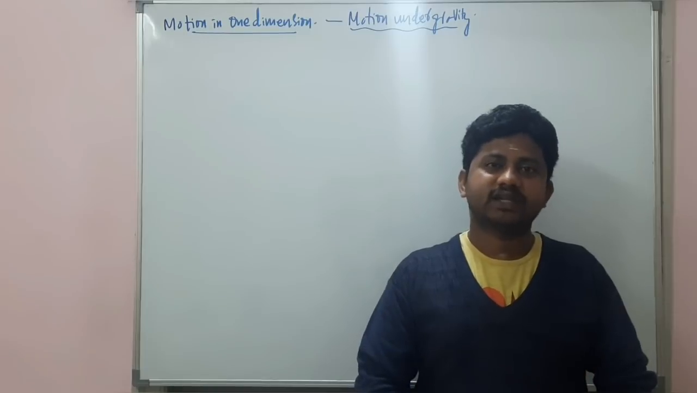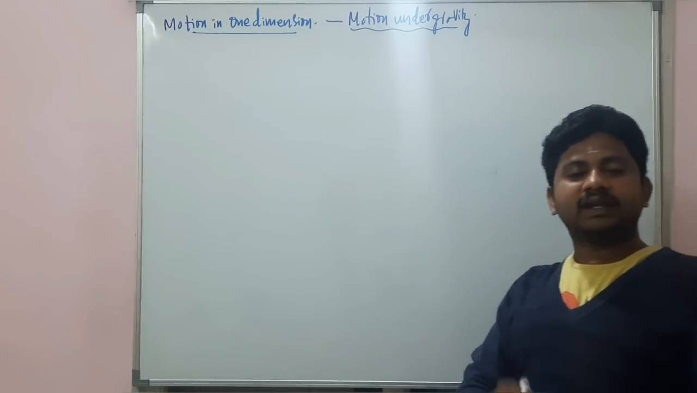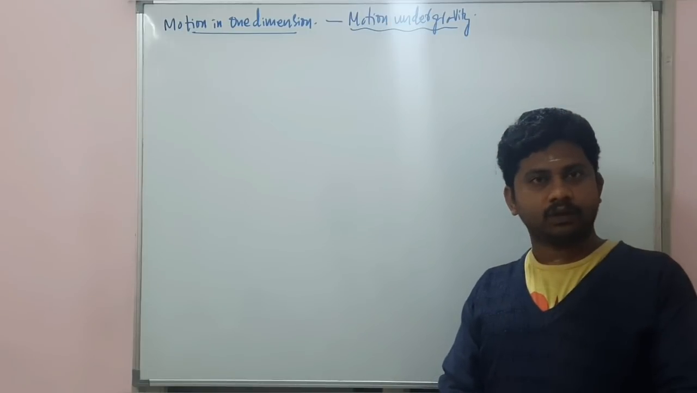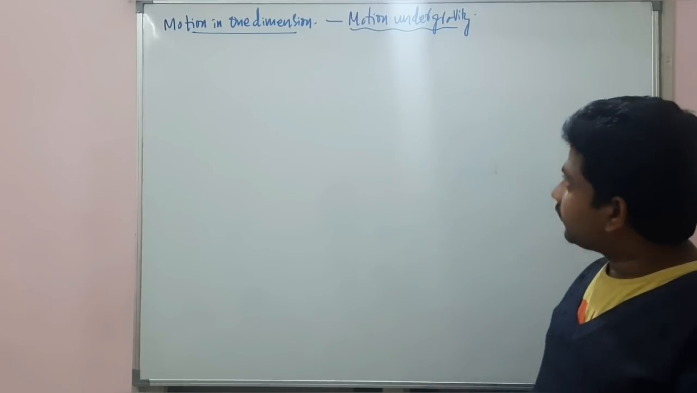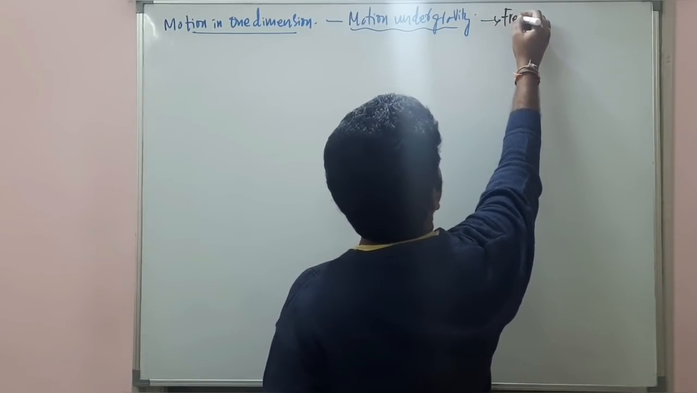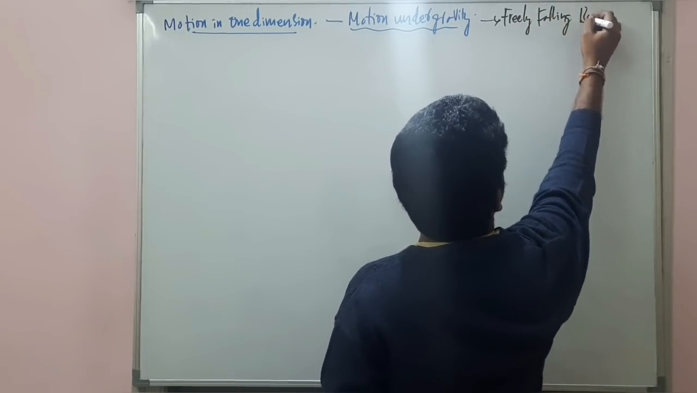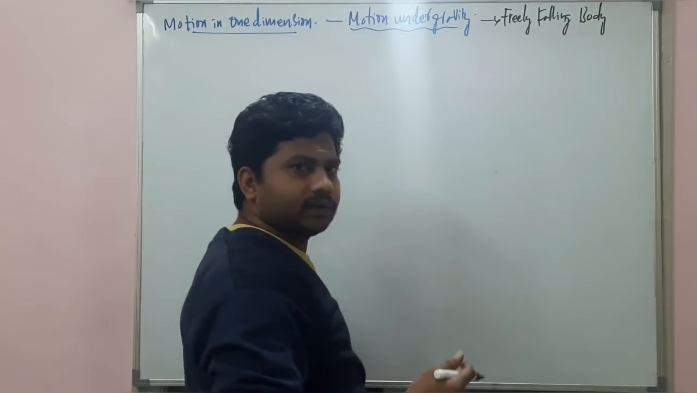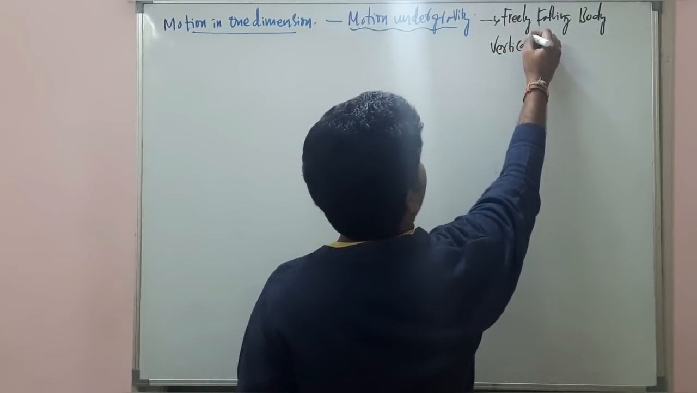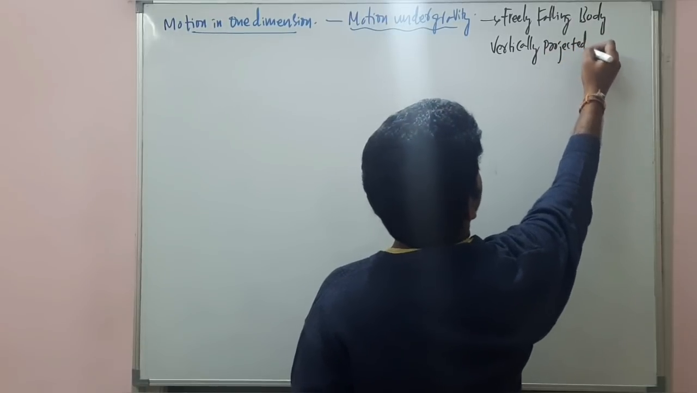Now we'll continue the chapter called Motion in One Dimension. In this, we are dealing with the last topic, which is motion under gravity. In the motion under gravity, first we had discussed about a freely falling body. Then we had already discussed about a vertically projected body.